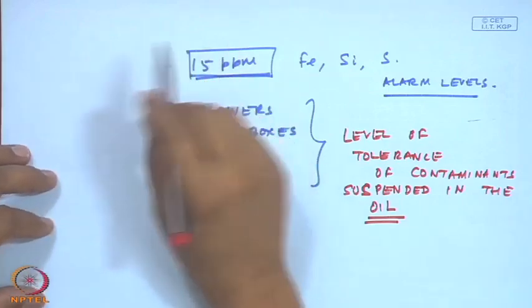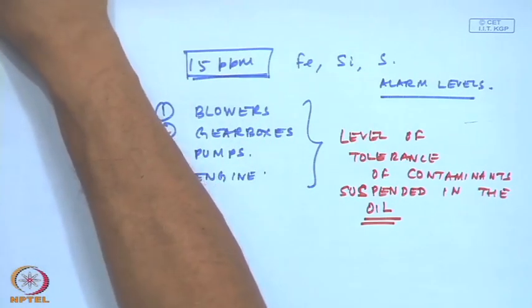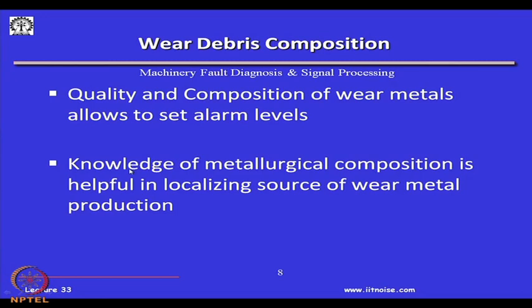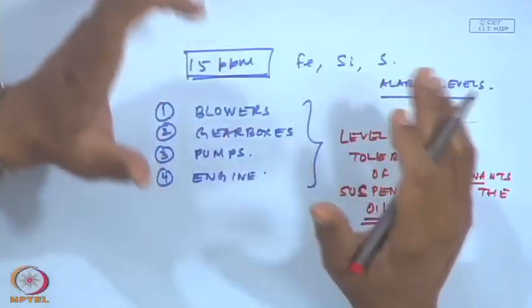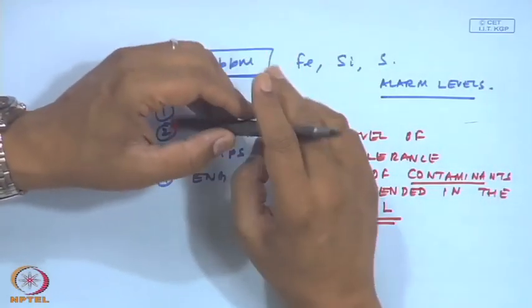And of course, coming back to wear debris compositions, another very important aspect is that knowledge of metallurgical composition is helpful in localizing the source of wear metal production. Because once I am getting these contaminants or wear metal suspended in the oil, I need to know where this material came from. So, the parent metallurgical composition of these elements is very, very important for us.